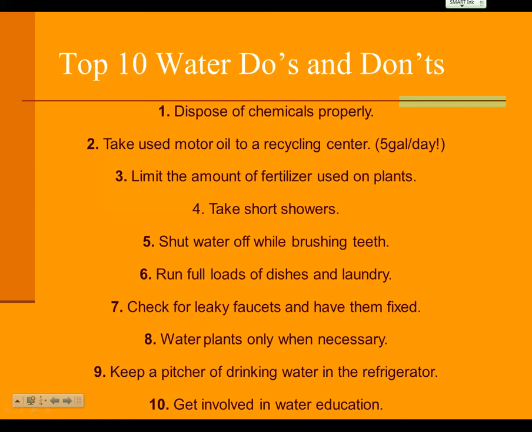Limit the amount of fertilizer on plants. Don't over-fertilize. Take short showers. Shut water off while brushing teeth. Run full loads of dishes and laundry. Don't do partial loads. Check for leaky faucets or toilets. Water plants only when necessary, or try to capture rainwater off your roof and use that to water plants. Keep a pitcher of drinking water in the fridge and get involved in water education, which you're doing right now.